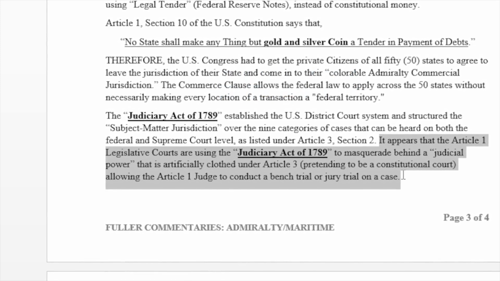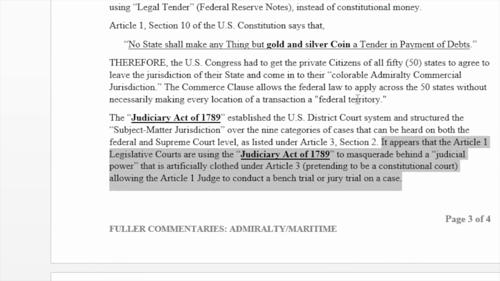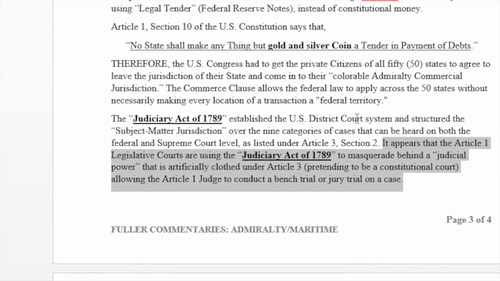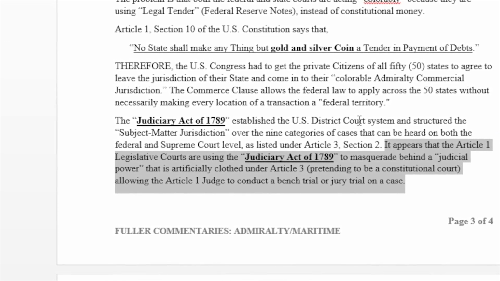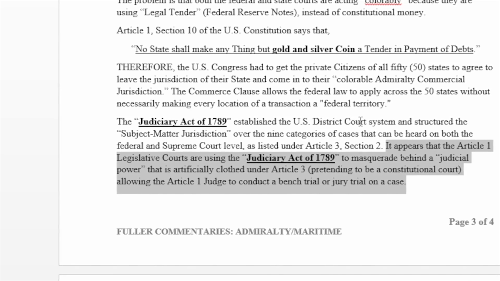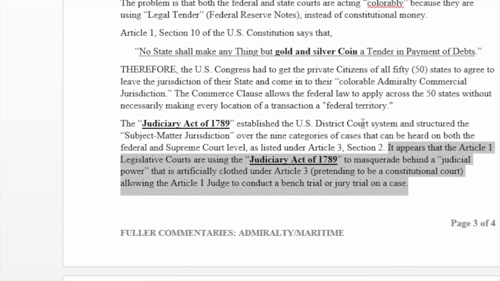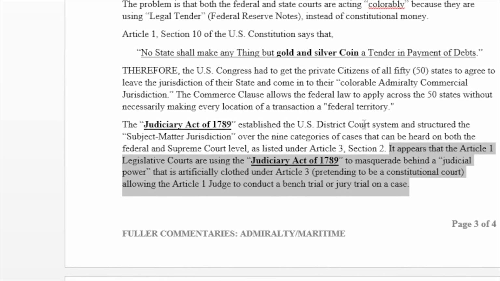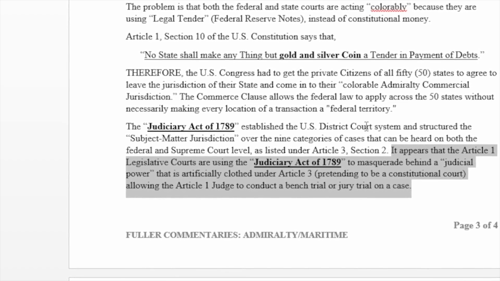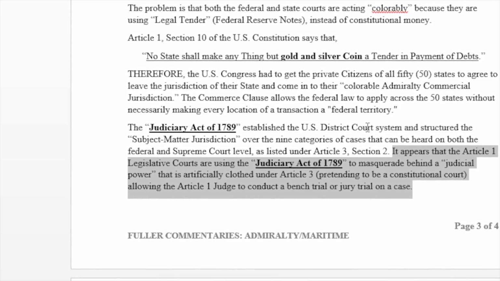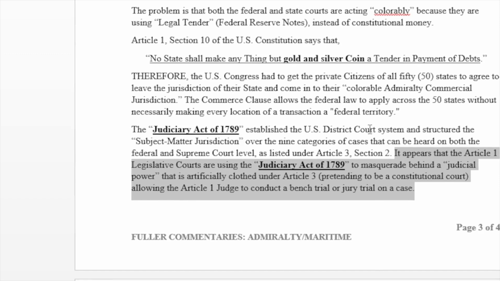Now here's what my opinion is overall. I think this is what's going on. It appears that the Article 1 legislative courts are using the Judiciary Act of 1789 to masquerade behind a judicial power under Article 3, but it's artificially clothed under Article 3. It's pretending to be a constitutional court, and it's allowing these Article 1 judges to conduct their bench trials and jury trials at the lower level courts. That's what I think is happening.